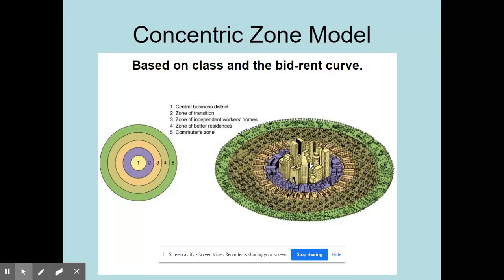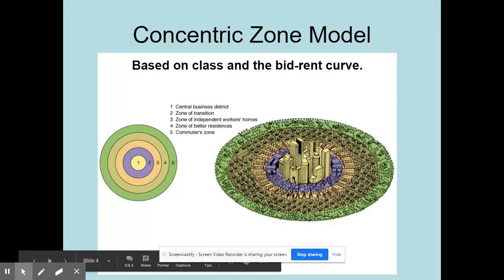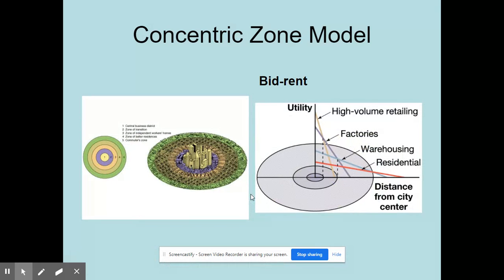So it will also impact where you build, because heavy industrial manufacturing that needs a lot of space can't afford the rent in the city center. So you're going to have to do it out in the concentric zones. High volume retail is going to be in the center. Again, we've talked about central place theory.